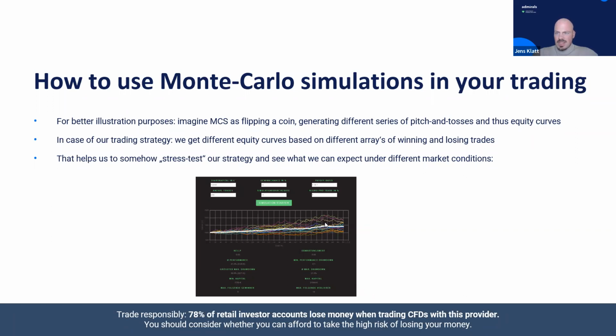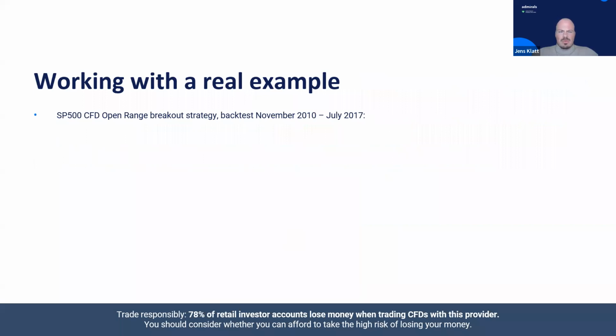Different market conditions can be seen in zeros, and in favorable market conditions, more ones, which means nothing more than more winning trades in favorable market conditions and more losing trades in unfavorable market conditions. This is exactly what we try to see with Monte Carlo simulations and the different equity graphs which we display here. So now let's work with a real example.